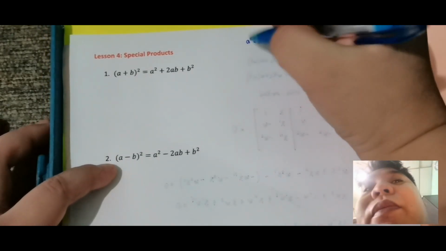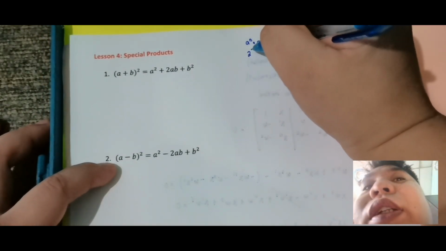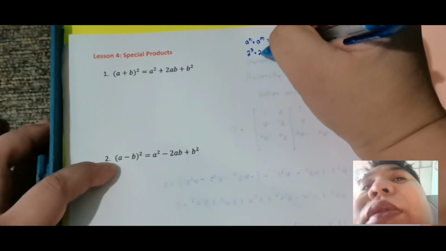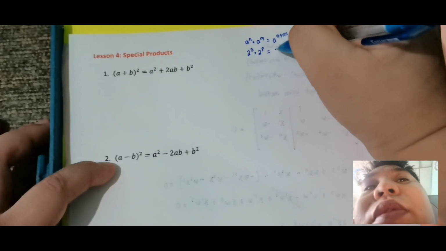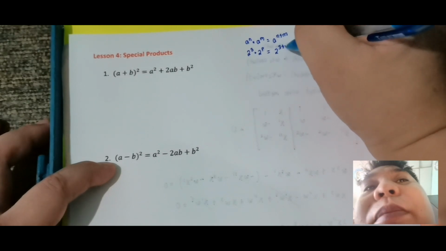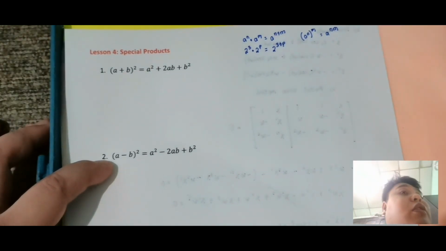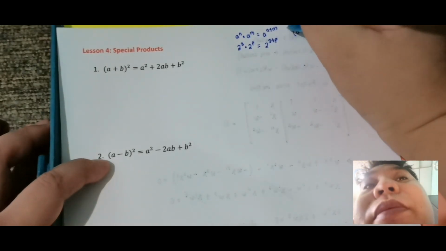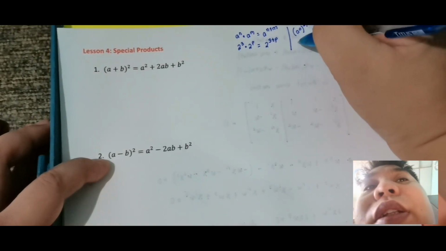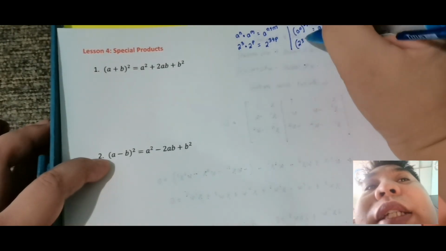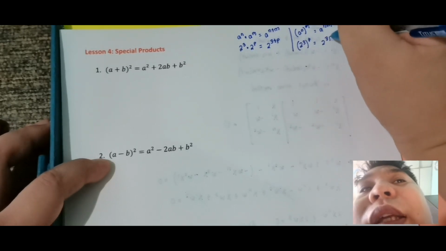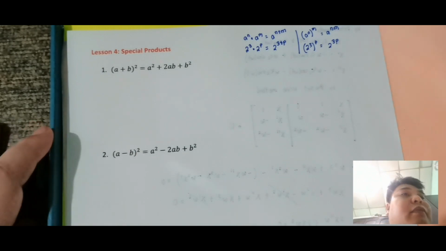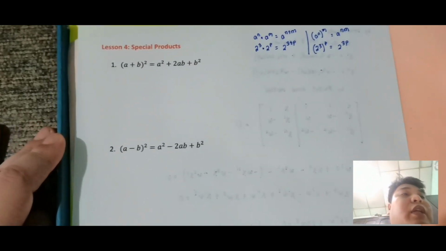For example, 2 raised to 3 times 2 raised sa p. Note, hindi siya number. Paano gagawin? That is only 2 raised sa 3 plus p, not 2 raised to 3p. Likewise, otherwise, ito naman 2 raised to 3 raised sa p, so ito naman yung 2 raised sa 3p. Diyan lang siya magdidikit. Okay, so tandaan yung mga rule na yan, ha.